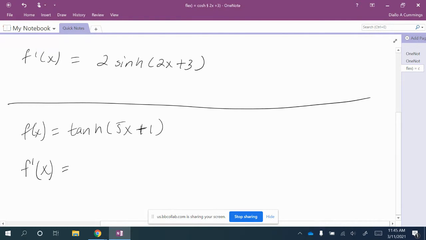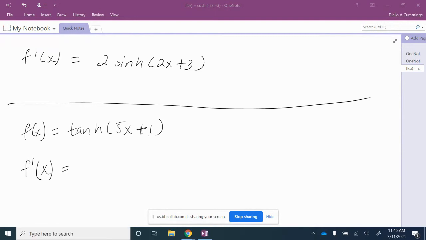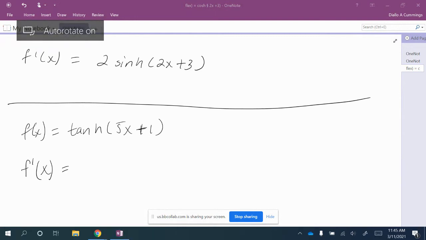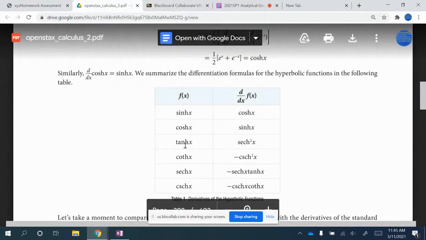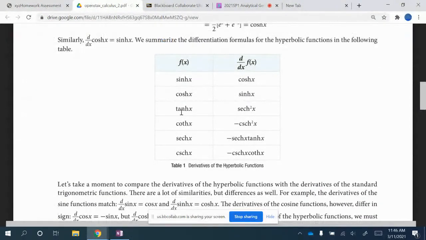So here again, there's a chain rule. We have a composition of functions. We have an outermost function, which is the hyperbolic tangent. We have an innermost function, which is linear, 5x plus 1. So again, we'll use the chain rule. We'll take the derivative for the outermost function, which is hyperbolic tangent. And if we look at our formulas, notice that the derivative for a hyperbolic tangent is hyperbolic secant squared.